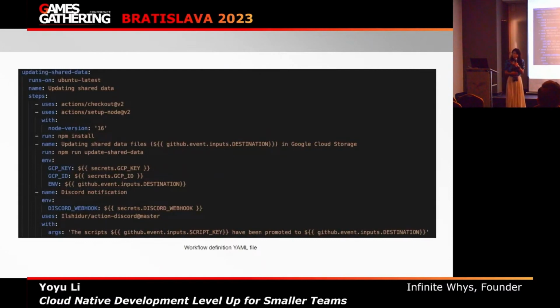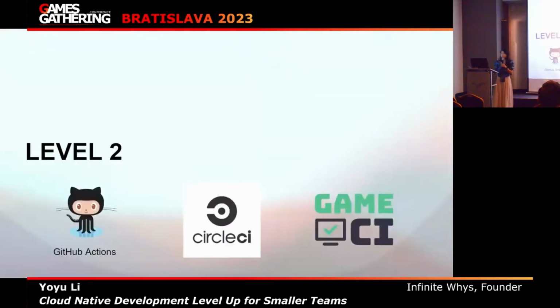And this is a workflow definition file. So if you have never worked with task runners like this, you probably think this is like alien language. But if you just spend maybe half an hour looking at the reference, it's actually quite self-explanatory. Basically it runs on an Ubuntu Linux machine, and you give it a name, and it's updating shared data, and then the following are the different steps that this automation performs. It's actually not as daunting as it looks.